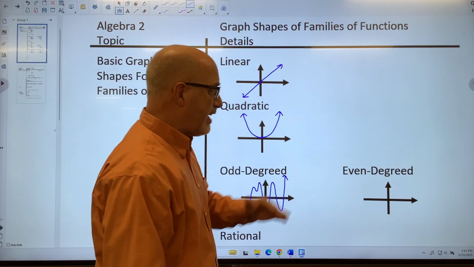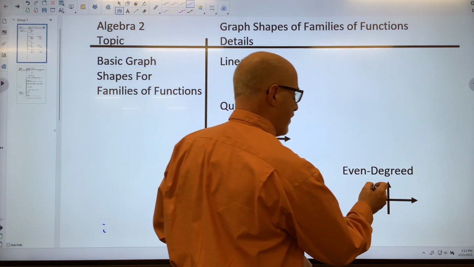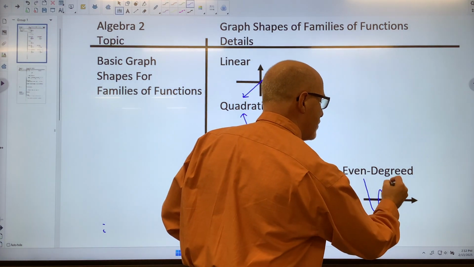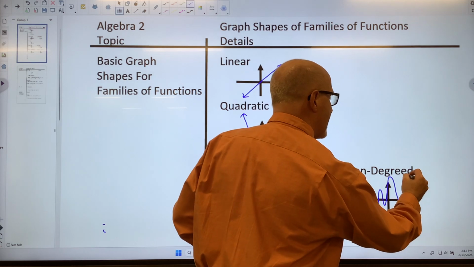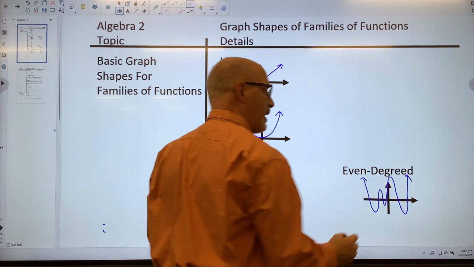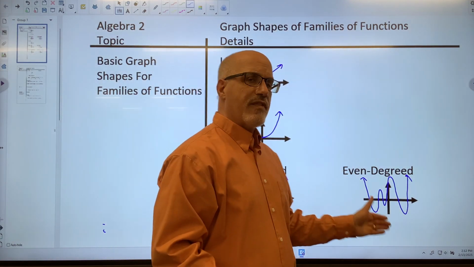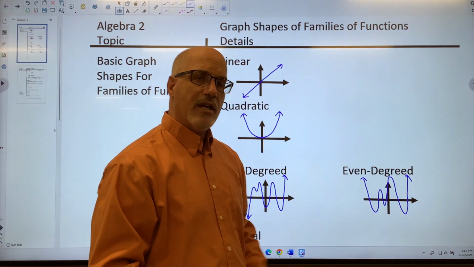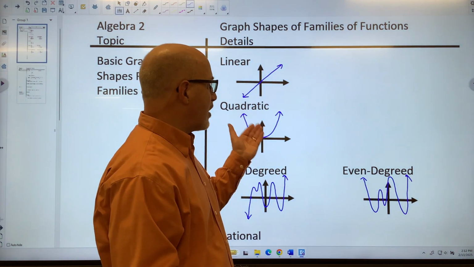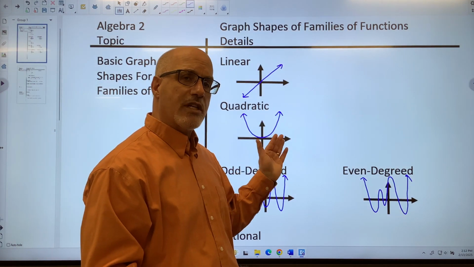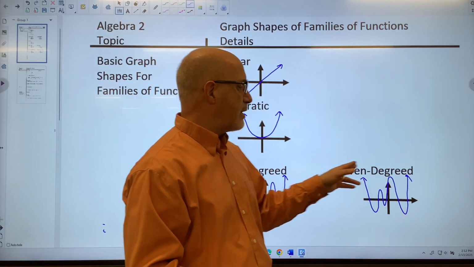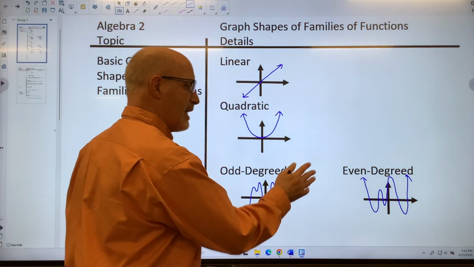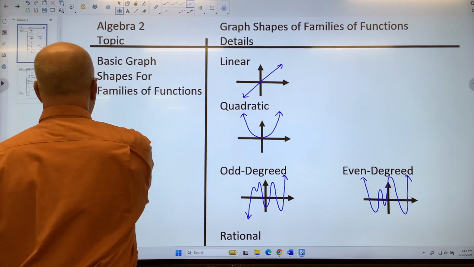An even-degreed function, on the other hand, is going to have one side up, and then after we do the rest of the graph, it's going to have the other side also going up, or both of them going down. It could have this side and that side going down for our end behavior. That's like a quadratic. A quadratic is of degree 2. It's a second-degree function. It has the same functionality as this one when we look at the basic graph.